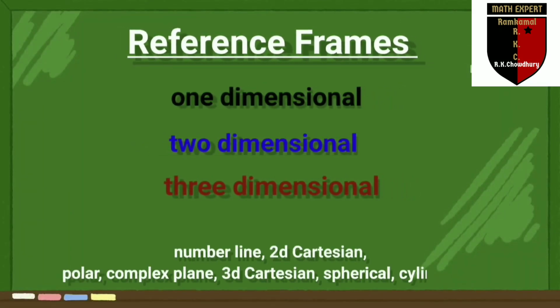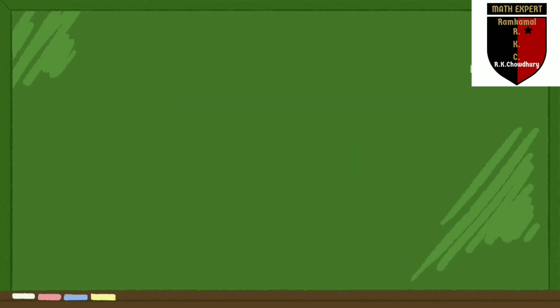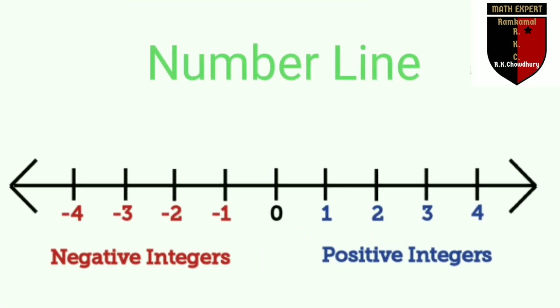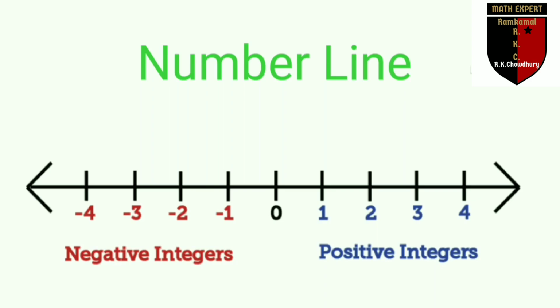Welcome. Today we are talking about reference frames: one dimensional, two dimensional and three dimensional. Let's talk about one dimensional coordinate system. One dimensional coordinate system means number line. It's a line, so it can be extended infinitely from both ends.